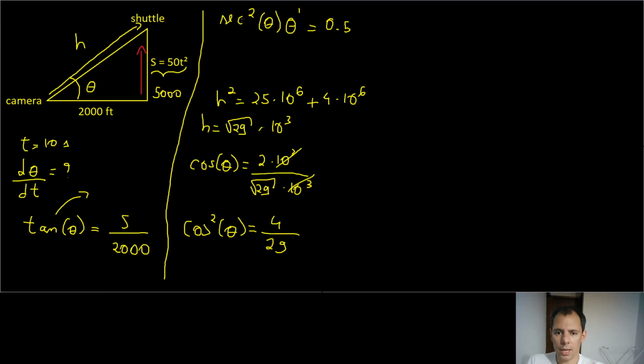But what do we have here? We have the secant squared, the reciprocal. So we can say that 29 divided by 4 times theta prime, which is what we're trying to find out, equals half. Now what we can do is pass this thing over by dividing, because it's multiplying, so we got to divide. And dividing is just going to be theta prime equals half.